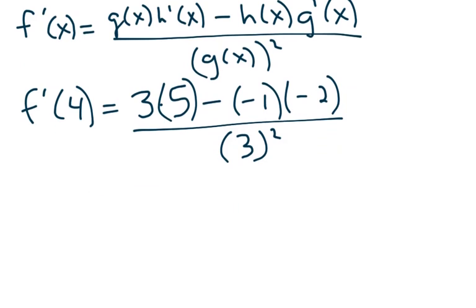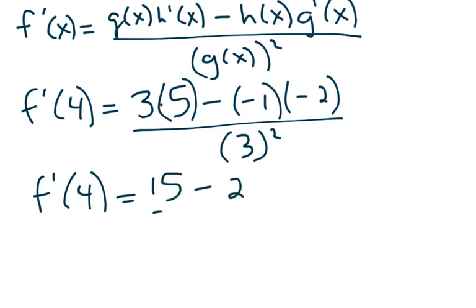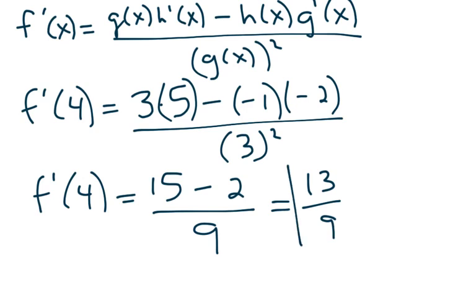So, if I continue with this, f prime of 4 is equal to 15 minus 2 over 9, and that gives me 13 over 9. So that is f prime of 4 given that original function f.